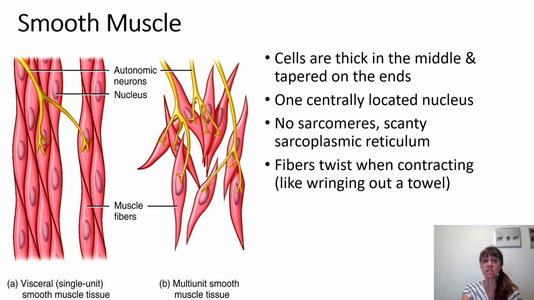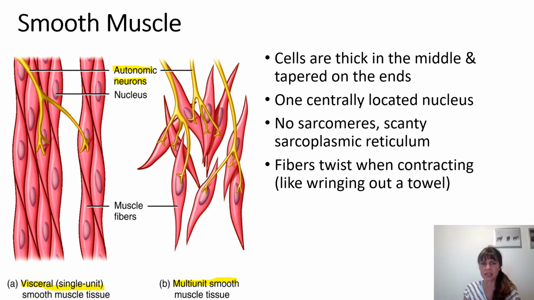You'll notice that there are 2 types of smooth muscle tissue on this picture. We have visceral or single unit smooth muscle and multi-unit smooth muscle. Pay attention to the fact that special neurons innervate the smooth muscle cells. These neurons are called autonomic neurons. When I think of the word autonomic, I think automatic because it sends signals automatically. I don't have to consciously think about it.